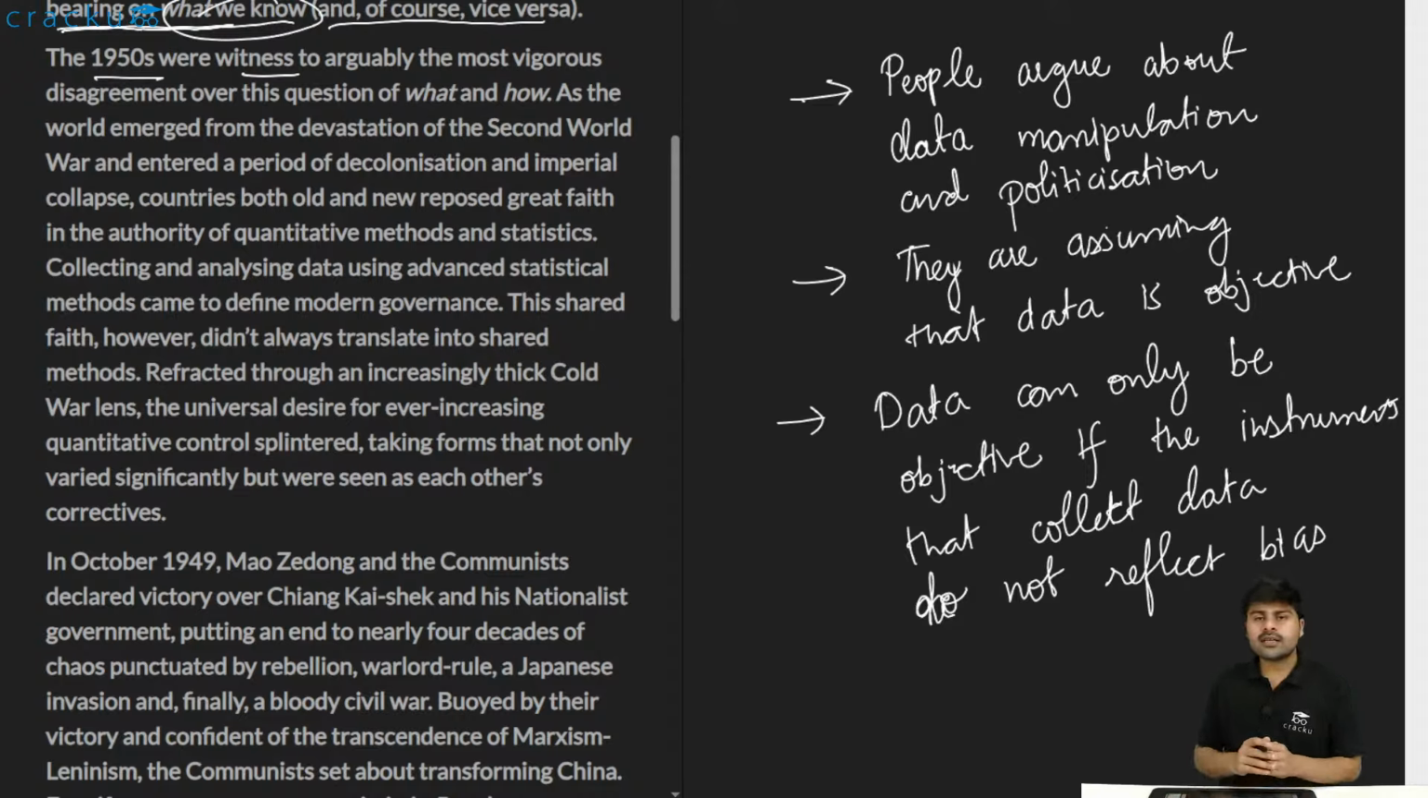So the author is trying to say that in the aftermath of the Second World War, decolonization was happening. There were old countries and new countries being formed, and all of these countries were relying on data to help them move forward, right? Collecting and analyzing data using advanced statistical methods came to define modern governance. So this is why statistics became important, and why data led to the foundations of modern governance.